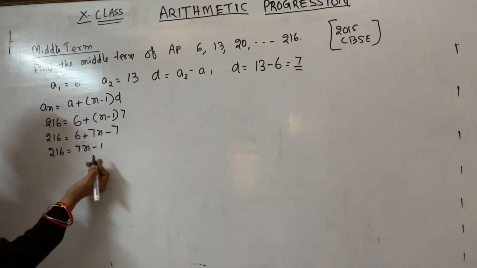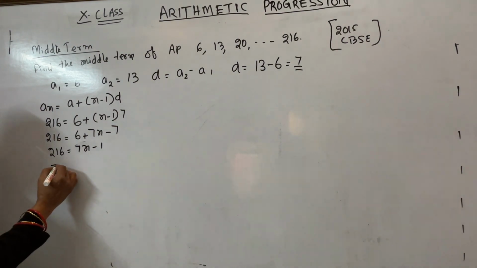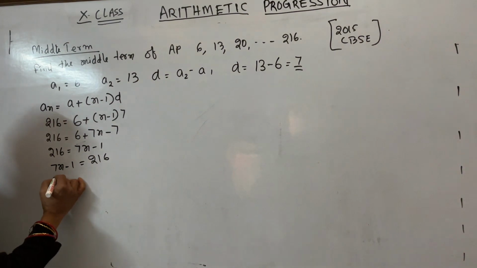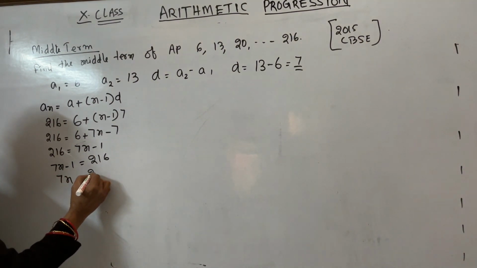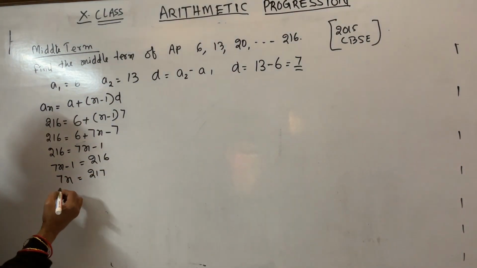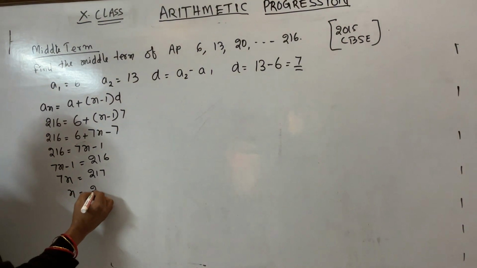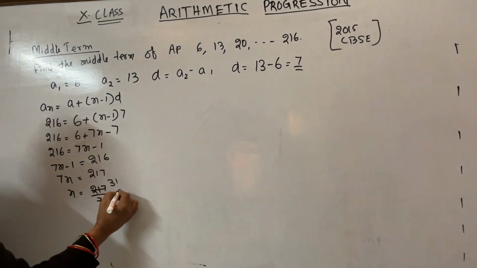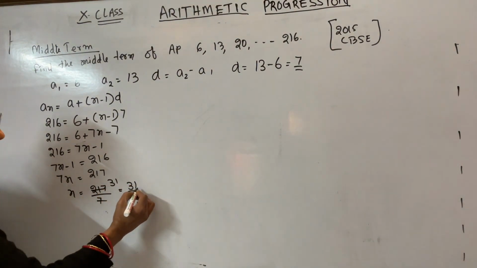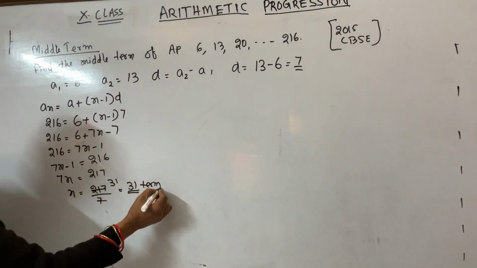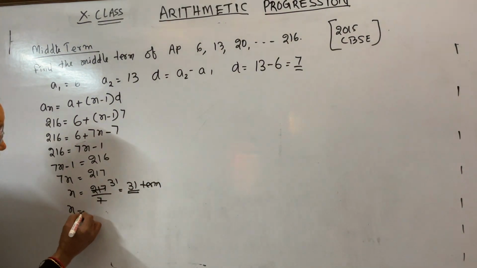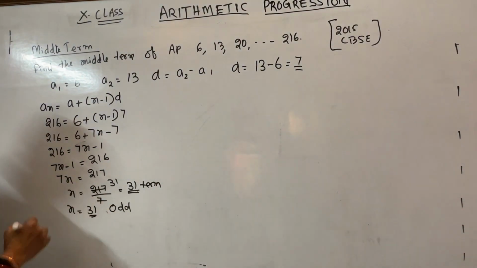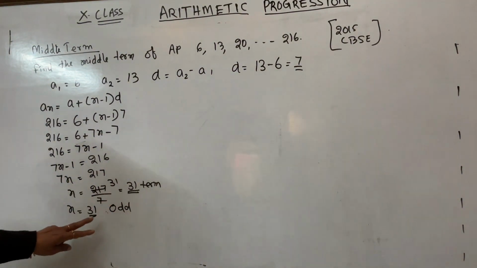7n minus 1 equals 216 when this comes to this side. So 7n equals 217, and n equals 217 upon 7. 7 3s are 21, 7 1s are 7. How many terms are there? 31 terms are there. So n equals 31. That means it is odd. Now we have got it odd.